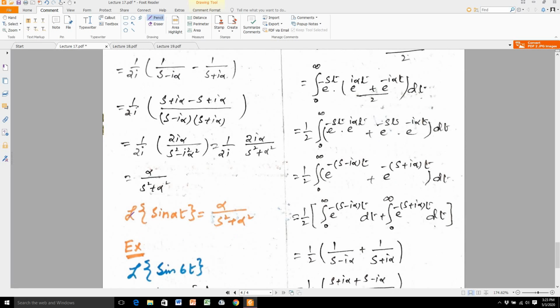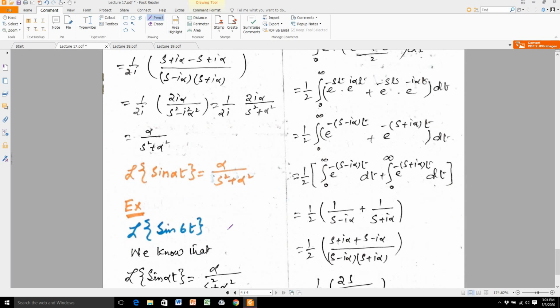So remember these formulas also. Somewhere you have to substitute their answers directly by using these proofs. So Laplace of sine alpha t is equal to alpha over s square plus alpha square.